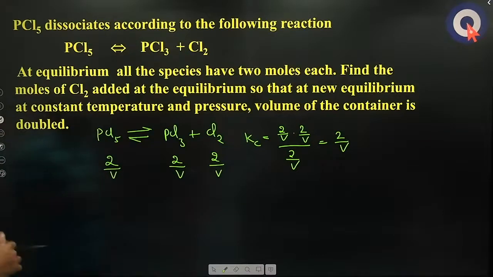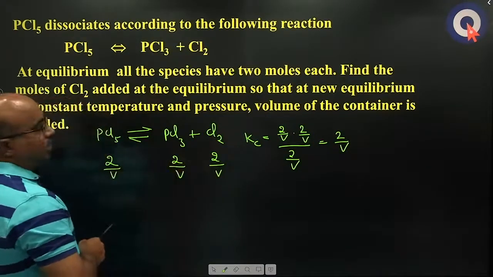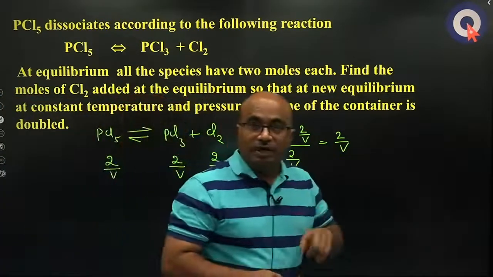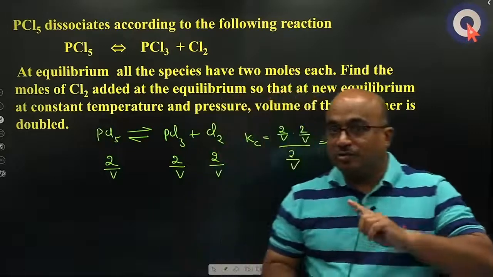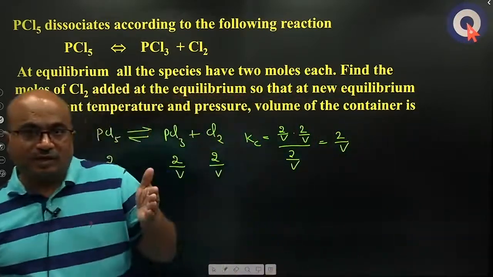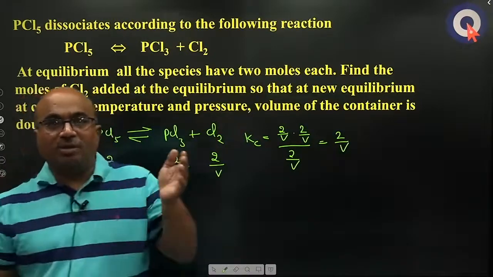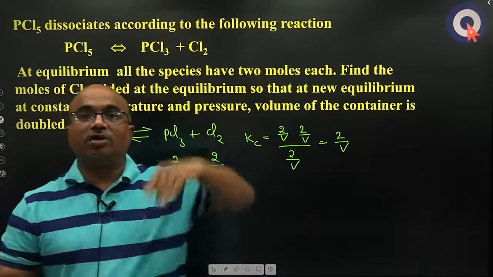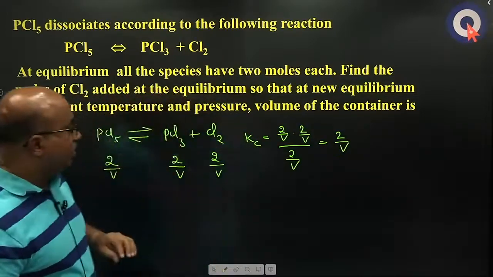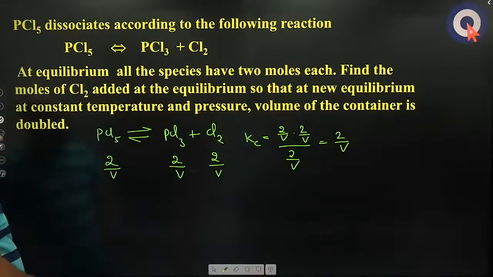But we added some Cl2. Then the reaction starts moving in the backward direction. That means the number of moles will decrease actually. But there is some twist in the problem. Generally we say PCl3 and Cl2 are consumed and PCl5 is formed, so the number of moles are decreasing. How is the volume increasing?